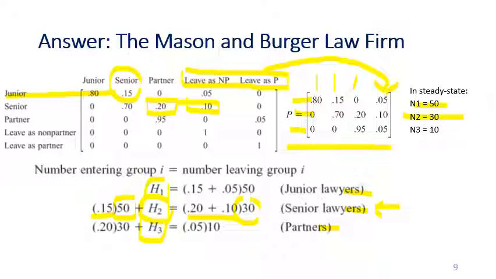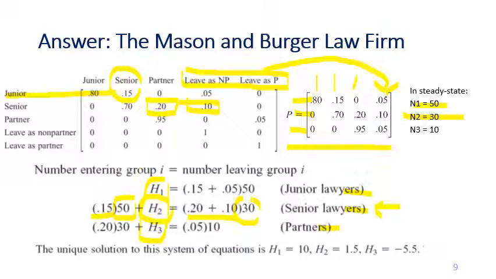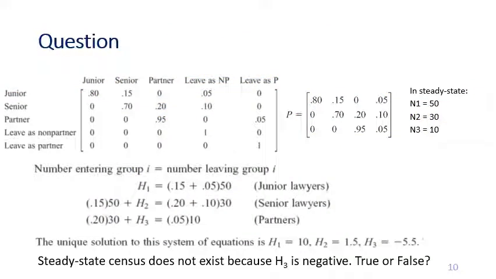And then if we solve these three equations, we will get the answer that we need to hire 10 juniors every year, 1.5 seniors every year, and minus 5.5 partners every year, such that we will achieve this steady state number. Now here's the question. Steady state census does not exist because H3 is negative. Is this statement true or false?